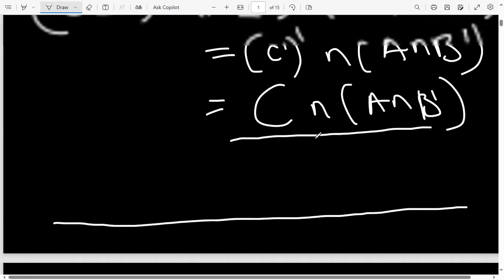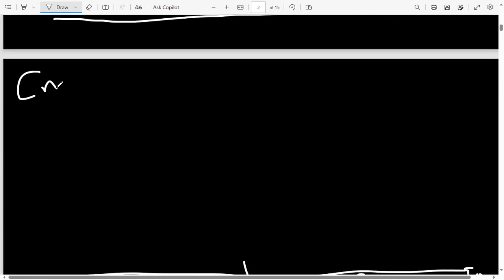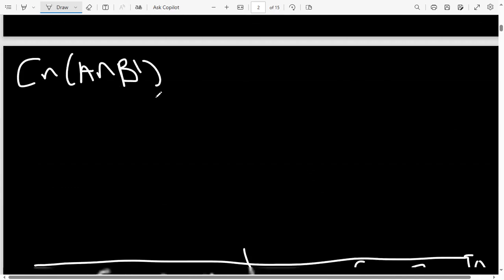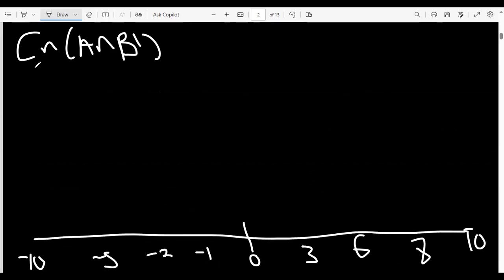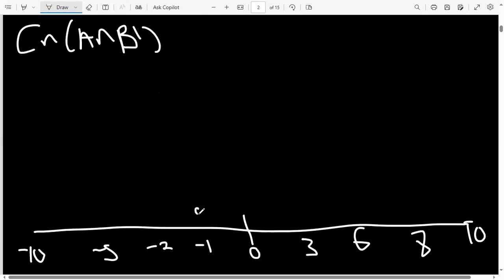Okay, so remember we want to plot C intersection A. Okay, C intersection A intersection B complement. So we want to plot that set there. So what are we going to do? We're first going to plot C. Okay, so C is from -1, which is included, all the way to 8, which is not included. So this is our C.